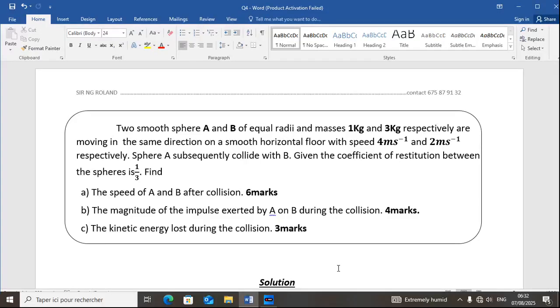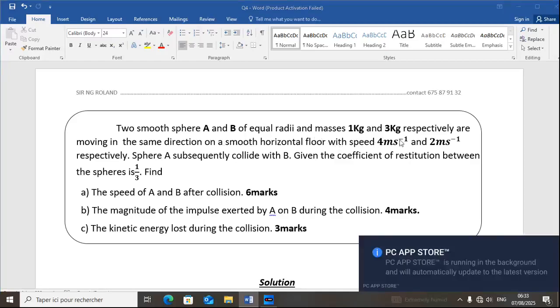In this video we're going to be looking at the fourth question that came in June 2025 Math Mechanics paper 3. As you're watching this fourth video, I hope you've watched the first, the second and the third parts. The question reads: two smooth spheres A and B of equal radii and masses 1 kilogram and 3 kilograms respectively are moving in the same direction on a smooth horizontal floor with speeds 4 meters per second and 2 meters per second respectively.